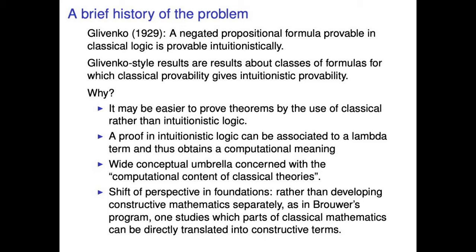And there is a class of Glivenko-style results, which are about finding classes of formulas for which classical provability entails intuitionistic provability. And there are a number of reasons why these results are interesting. In the first place, it may be simpler to use classical logic rather than intuitionistic logic, if you can transform a proof in classical logic to an intuitionistic one. You can associate it with a term, and so give your proof a computational meaning.